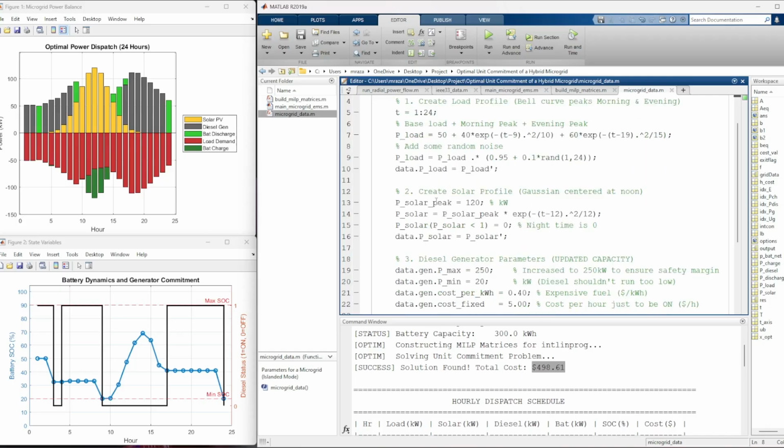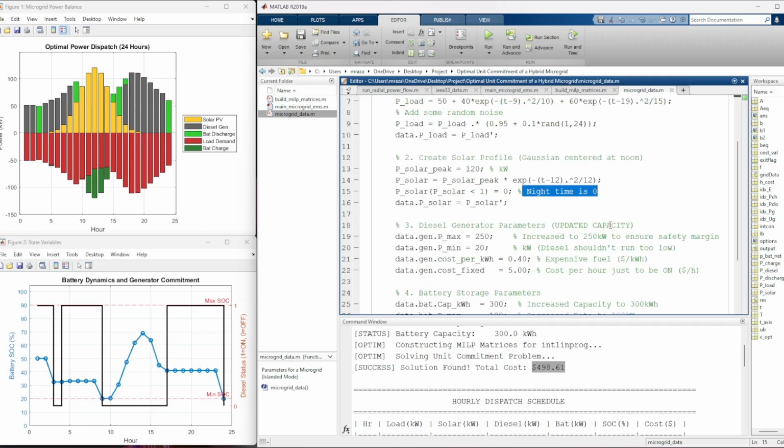And for the solar profile, we may take data for a specific location, or right now I just consider a Gaussian centered at noon. So we have a solar peak at noon, in the middle, and in the night we have a zero. So that's how the solar profile is created, which you can see. This is like a Gaussian peak.